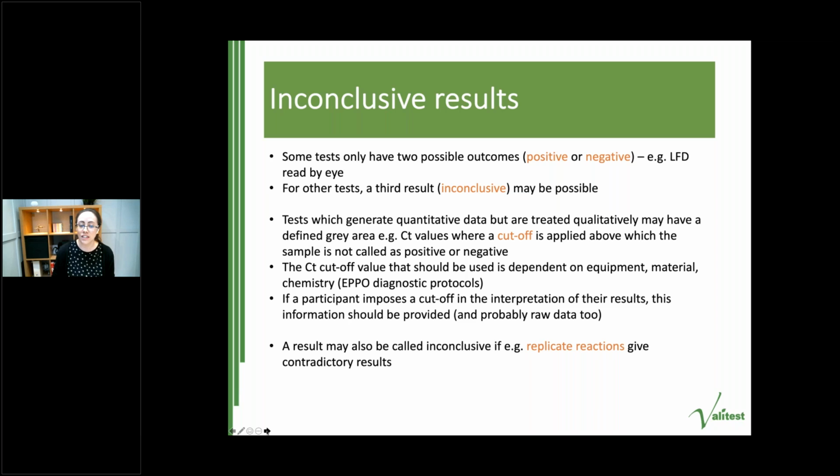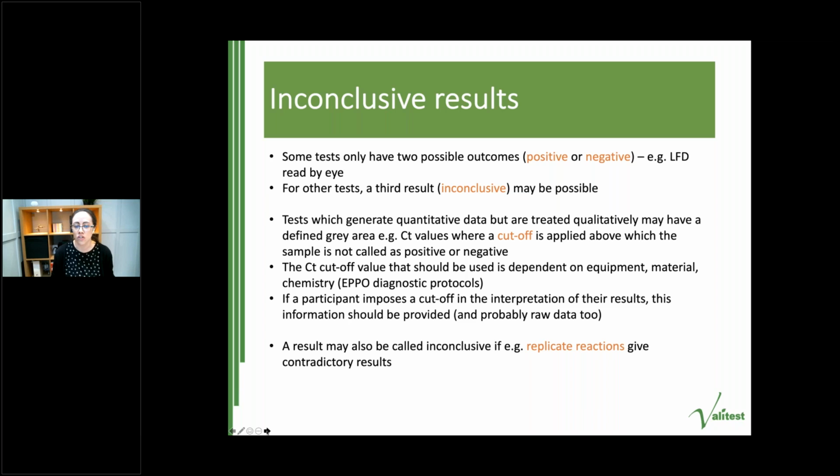And for real-time PCR assays in EPO diagnostic protocols, where there is a cutoff value used, there's a note to say the actual value of the cutoff has to be verified by each lab implementing the test. So it's not necessarily straightforward to determine where that cutoff should be. If there is a cutoff in the method, or if a participant has chosen to impose a cutoff on their results, then it's probably important to look at the raw data as well to try and understand how they're interpreting results which fall in the grey area above the cutoff. But that's an example of a result which is not being called either way. It's not positive or negative.